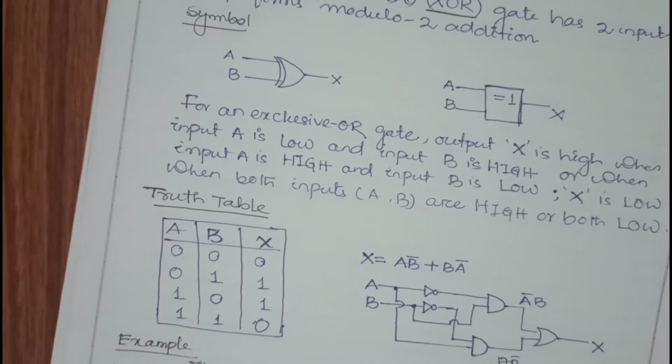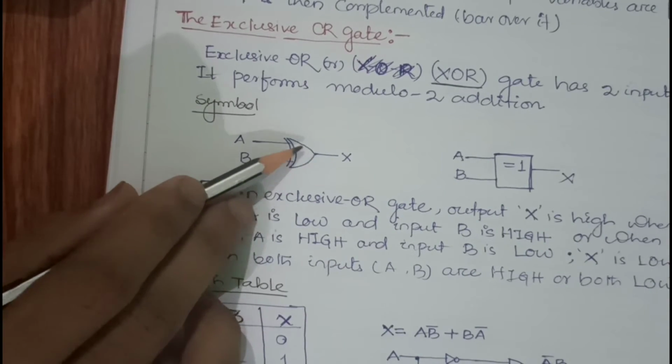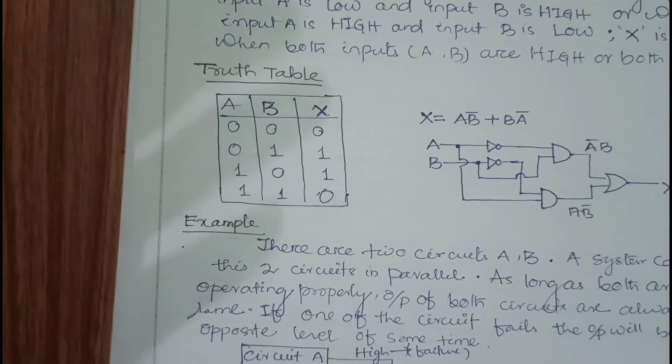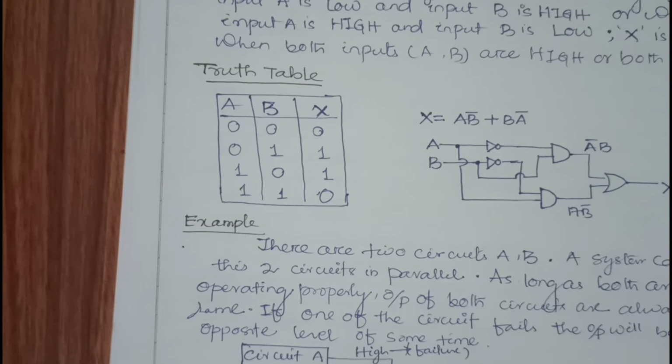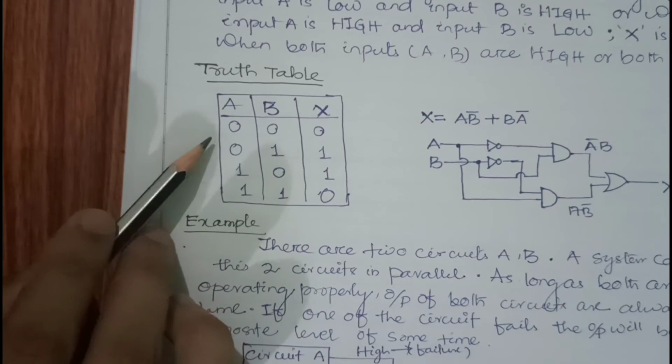Okay, and the next one we'll see is the exclusive OR and exclusive NOR. So what is exclusive OR? This is the symbol representation. This is the OR gate and a double layer is present over here. In the truth table, the operation of exclusive OR means when both my inputs are different, then only my output will become 1. If both inputs are the same, then my output is 0. You can see from here. So this is the truth table for XOR gate.